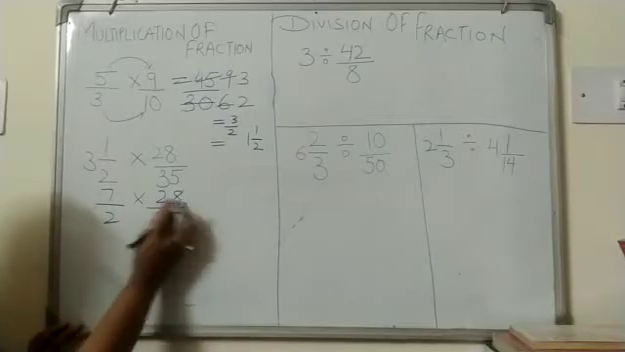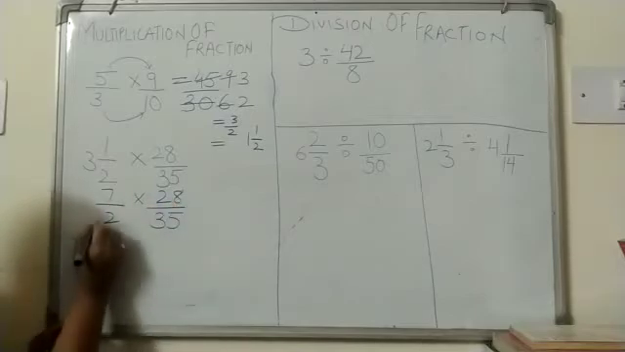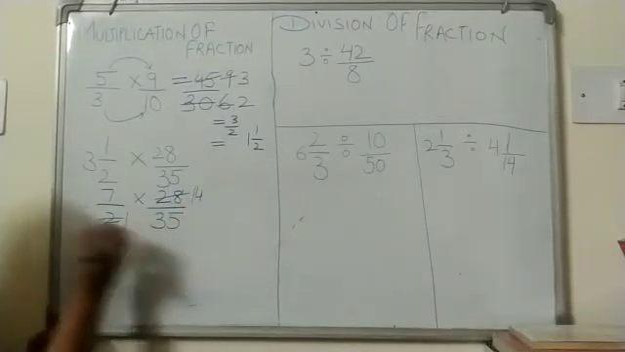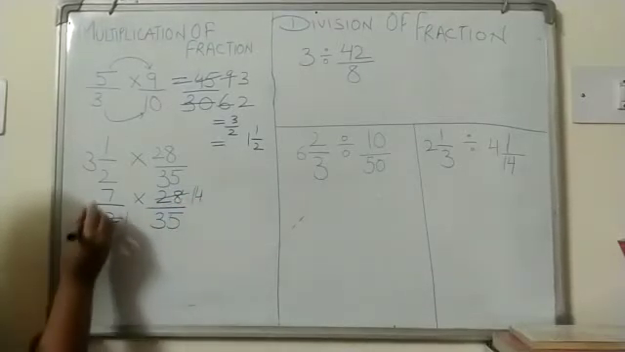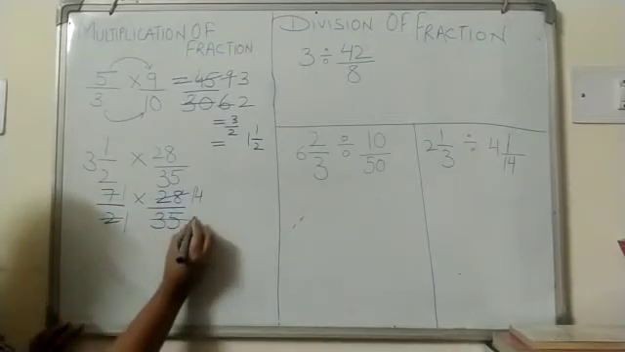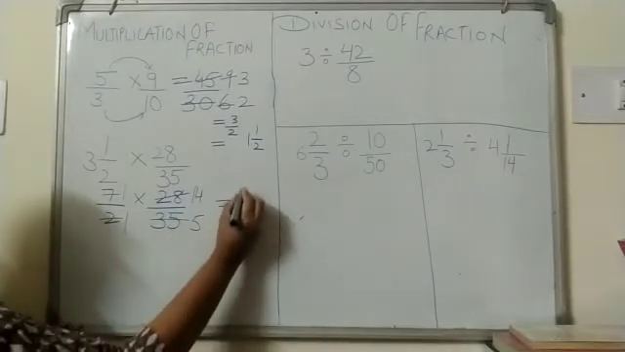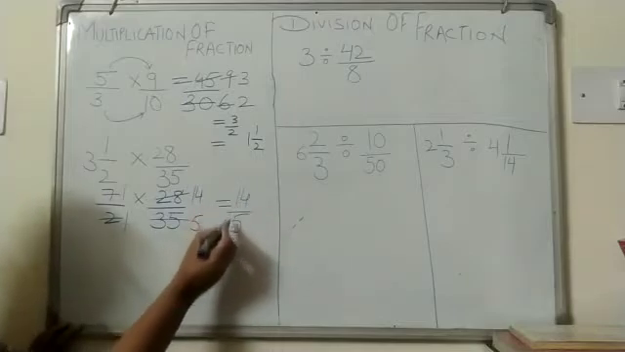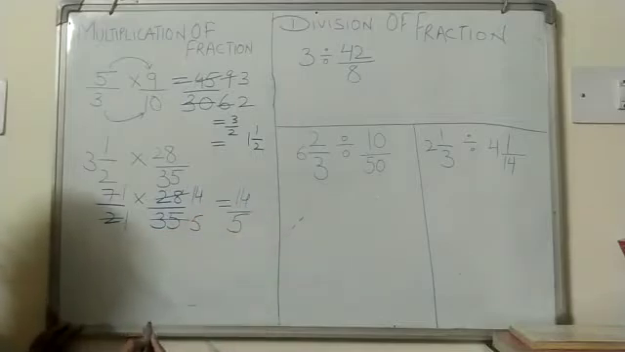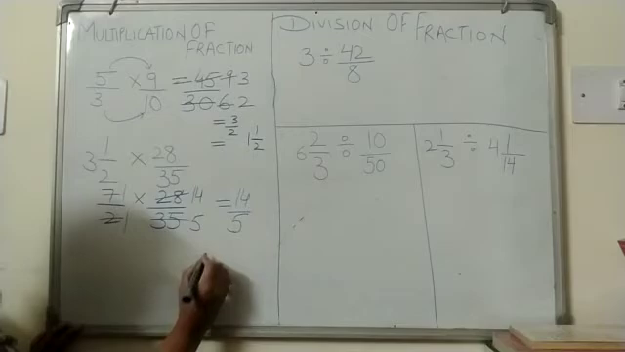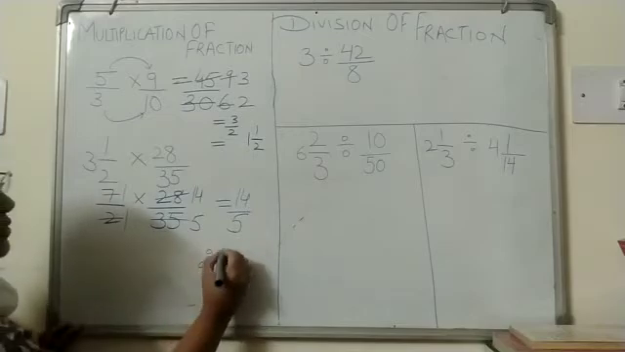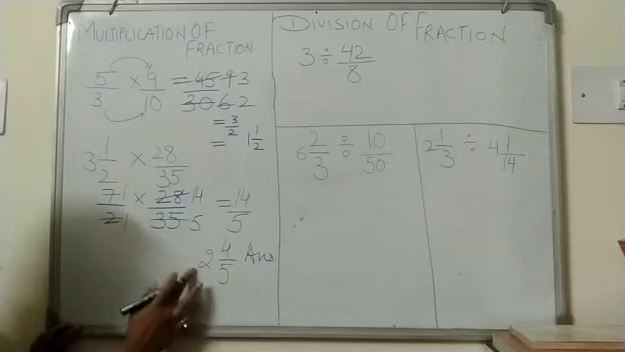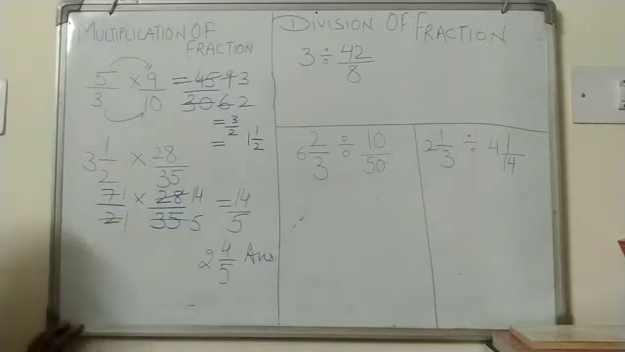We know that 2 and 28 are multiples of the same table. So 2 1s are 2, 2 14s are 28. We know 7 and 35 are multiples of the same table. So 7 1s are 7, 7 5s are 35. We have got what? 14 by 5. It's an improper fraction. So whenever you get an improper fraction, you have to convert it into a mixed fraction. So you divide 14 by 5 and you will get 2 4 by 5 as the answer. You can even check: 5 2s are 10 plus 4, 14 by 5.